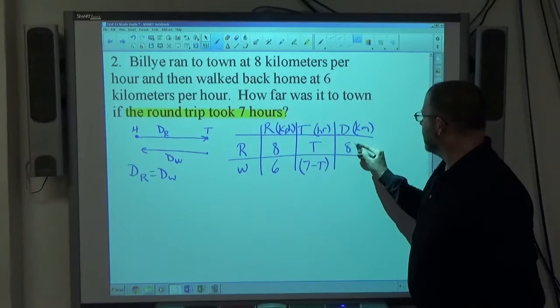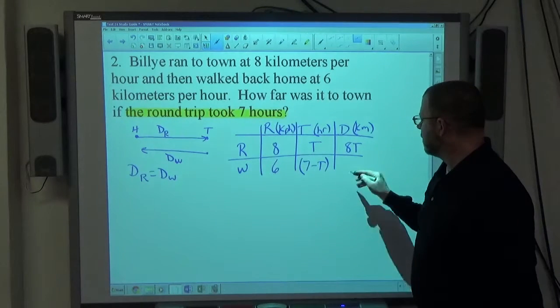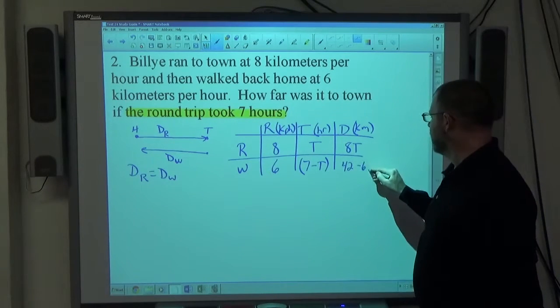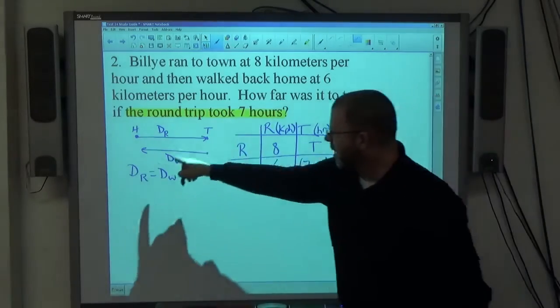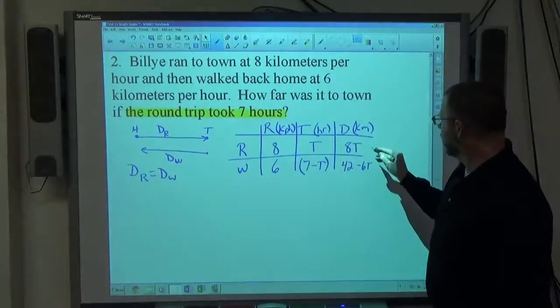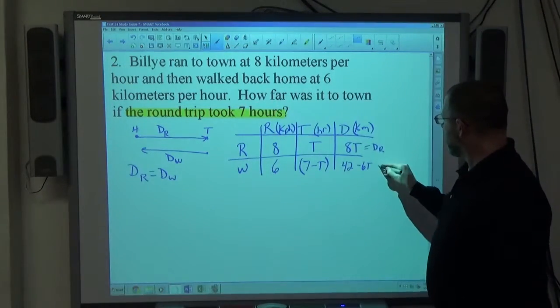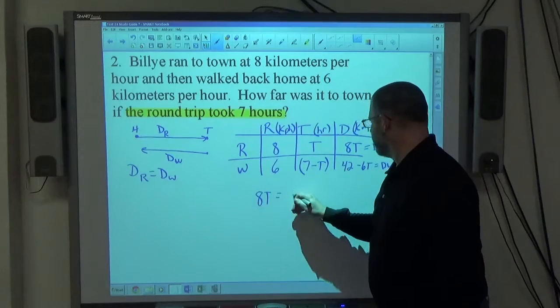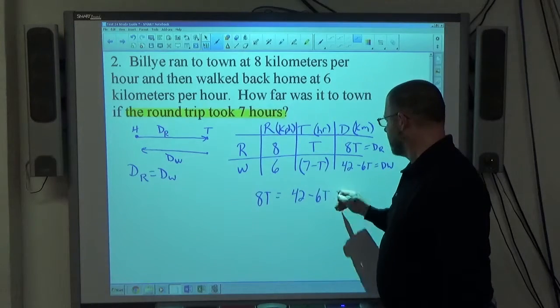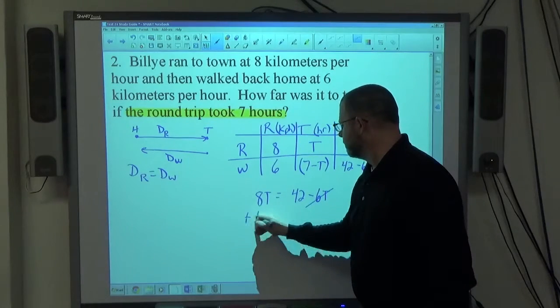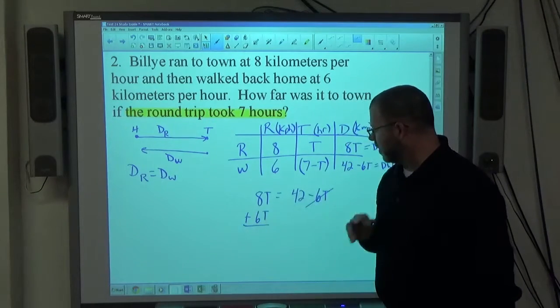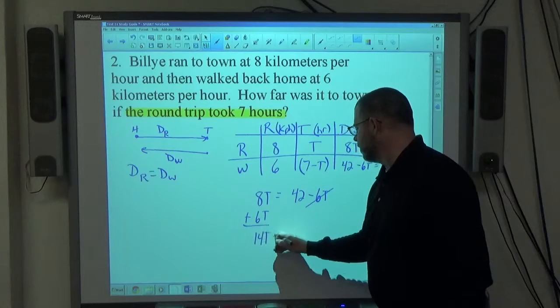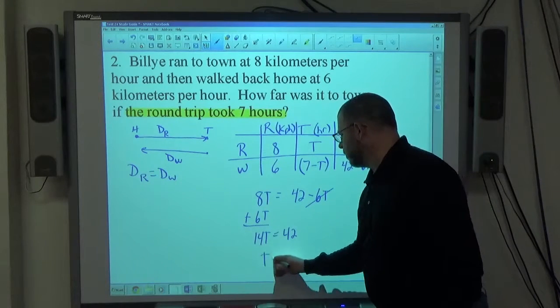8 times t is 8t for the distance running. 6 times 7 minus t is 42 minus 6t, distance walking. We've already established those distances should be equal to each other. So the running distance and the walking distance are set equal. 8t is equal to 42 minus 6t. Move the 6t over. It's minus, so it becomes plus, so we get 14t is equal to 42. So t is equal to 3 hours.